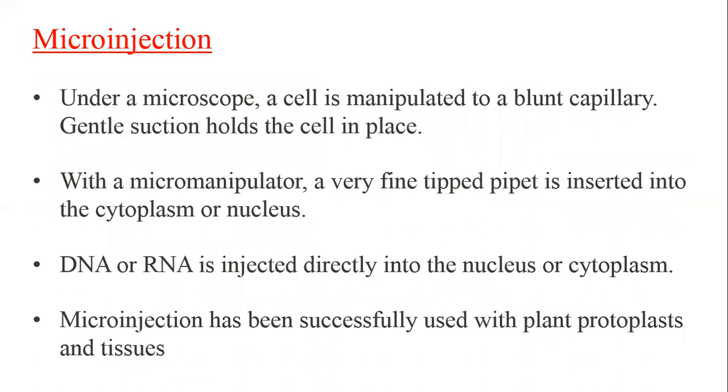Microinjection is the process by which the cell is manipulated under a microscope, holding the cell using some blunt capillary with gentle suction. With the micromanipulator, a fine pipette is inserted into the cytoplasm or nucleus, and by this type of micromanipulator, the DNA or RNA is injected directly into the nucleus or cytoplasm. Microinjection has been successfully used for plant protoplasts and tissues.